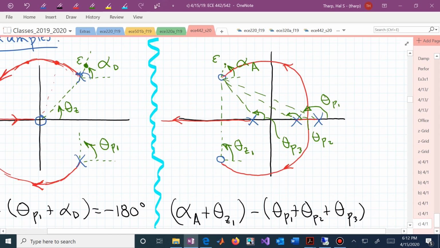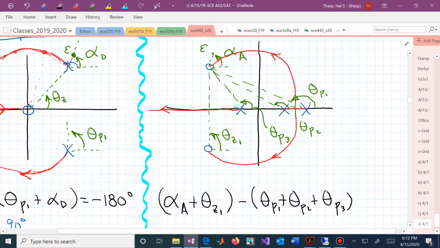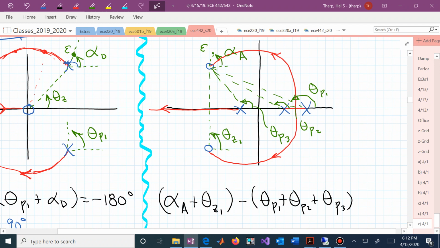We do the same thing over for this example on the right. How many angles do I have? I now have 3 poles, so I have 3 angles, one for each of those poles.